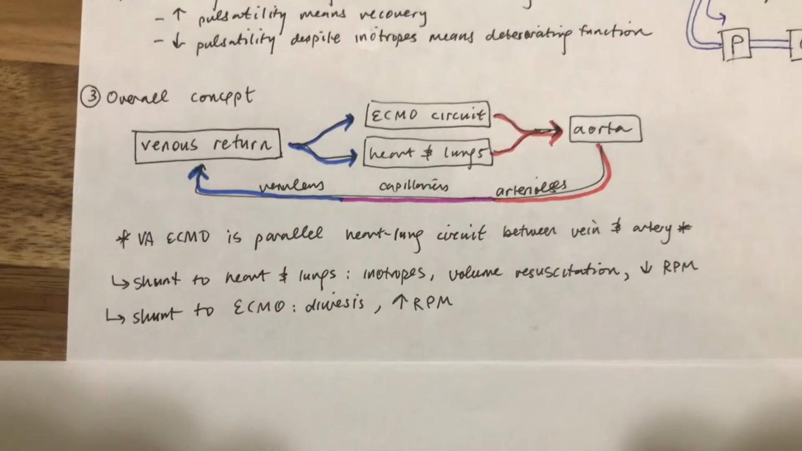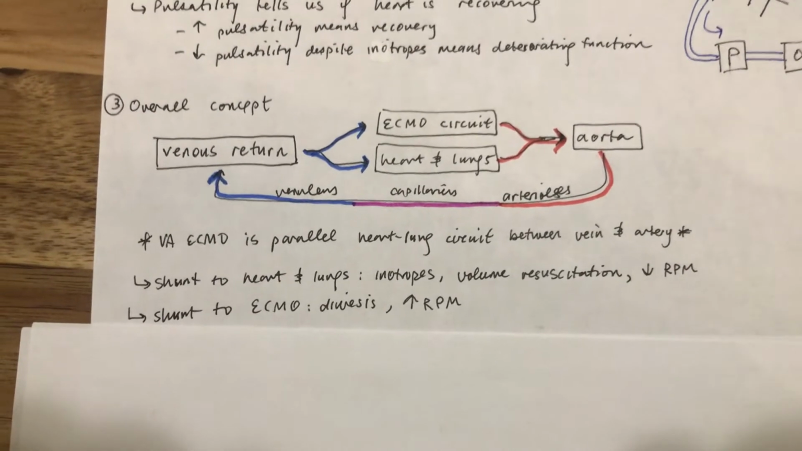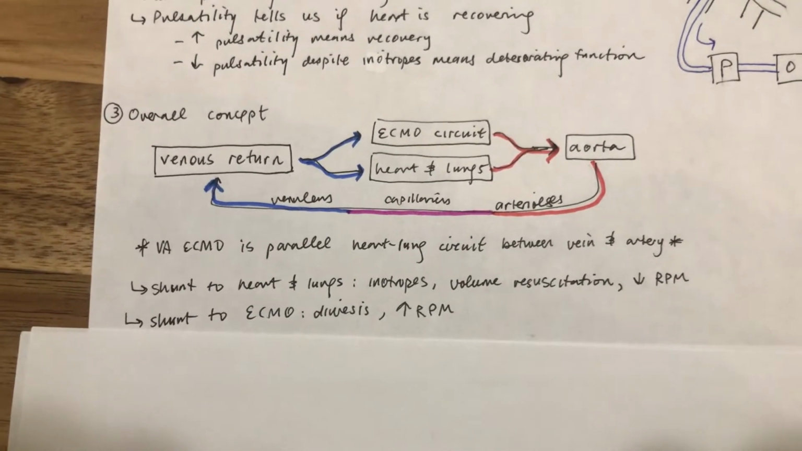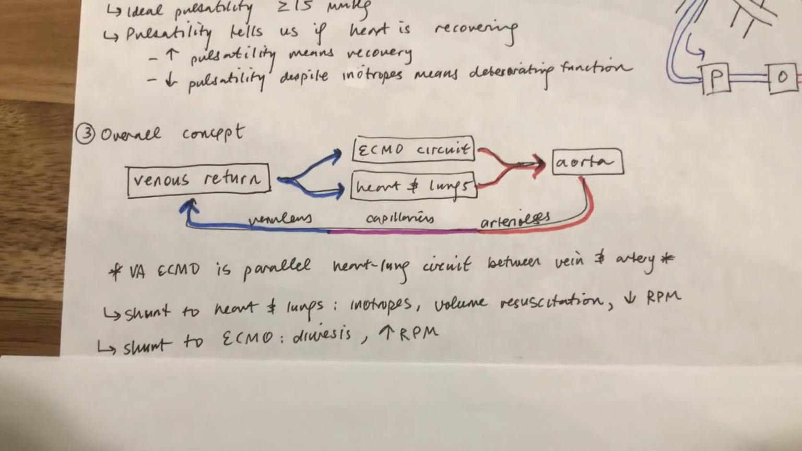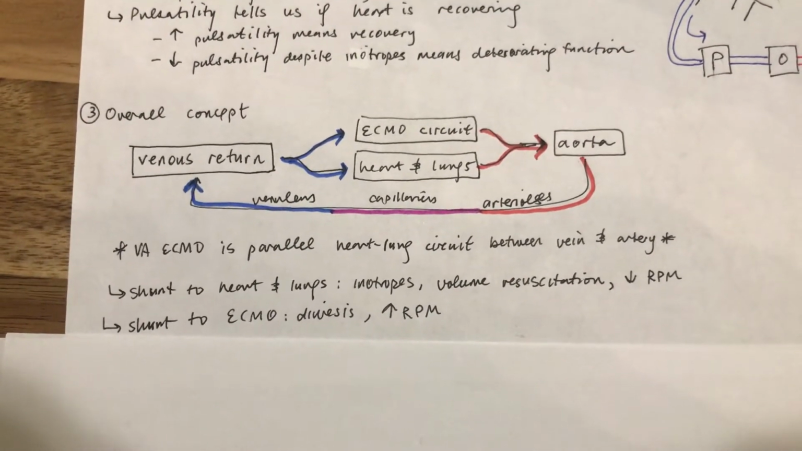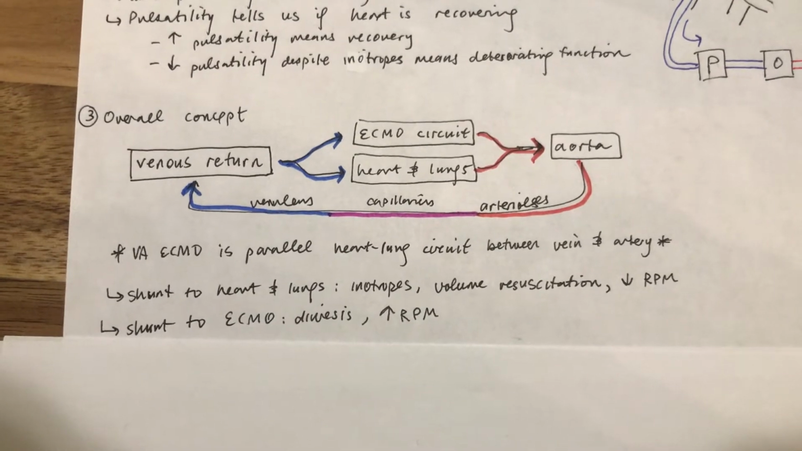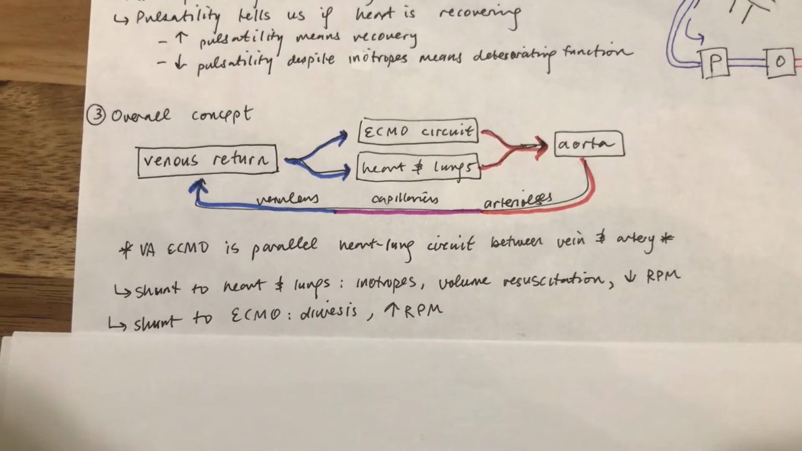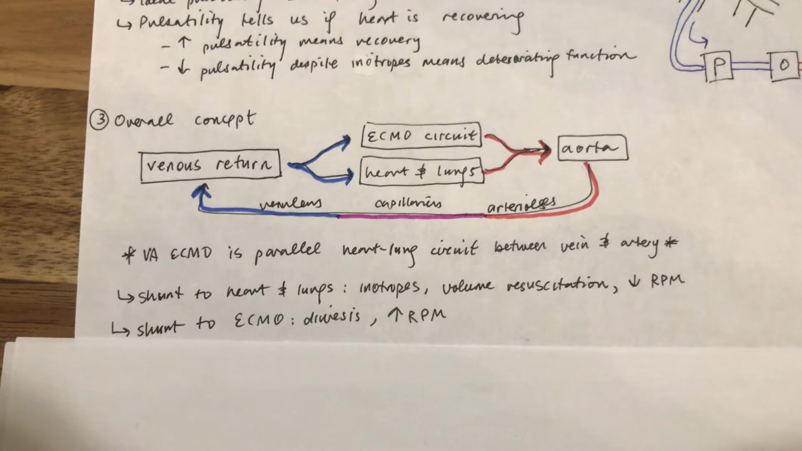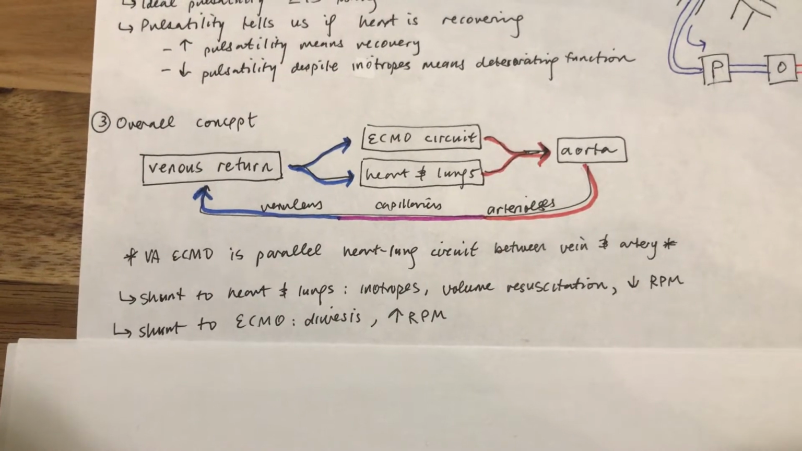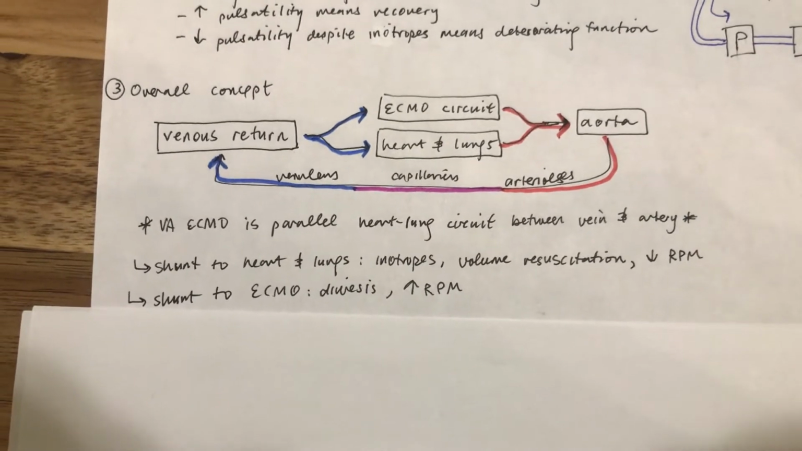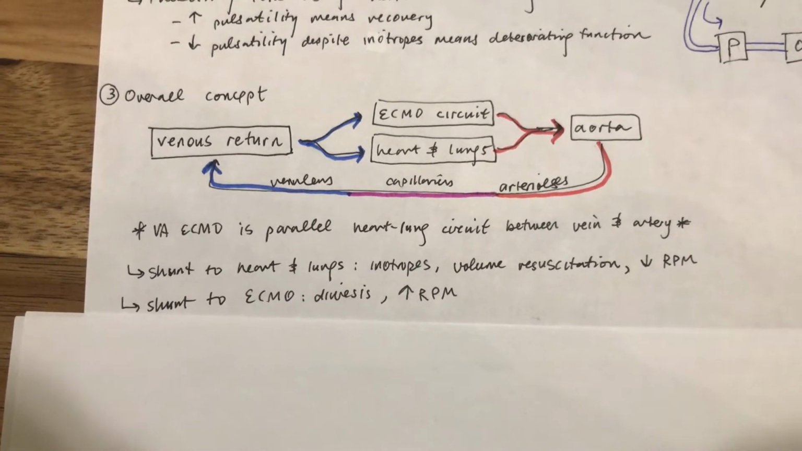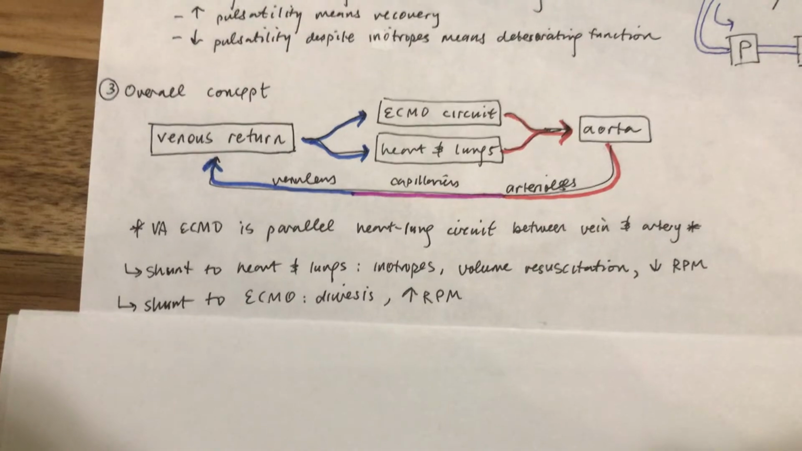And this is that we have a parallel heart-lung circuit. If we want to shunt blood to the patient's heart and lungs, we need to give the patient inotropes, give them volume, or decrease the flow through the circuit by decreasing the RPMs. If we want to shunt towards the ECMO machine, we're going to diurese the patient and increase the RPMs.